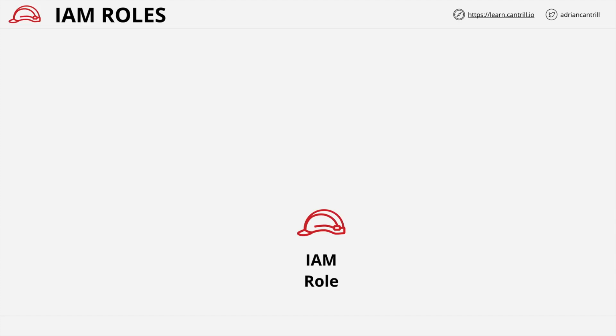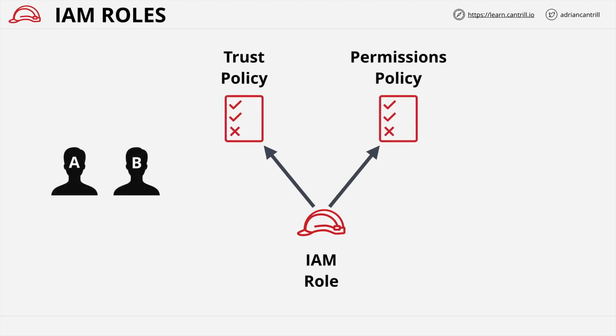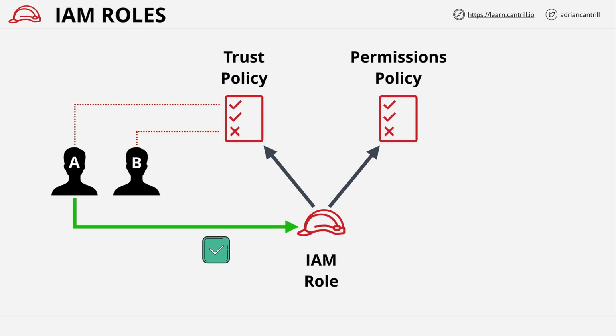IAM roles have 2 types of policies which can be attached: the trust policy and the permissions policy. The trust policy controls which identities can assume that role. With the on-screen example, identity A is allowed to assume the role because identity A is allowed in the trust policy. Identity B is denied because that identity is not specified as being allowed to assume the role in the trust policy.